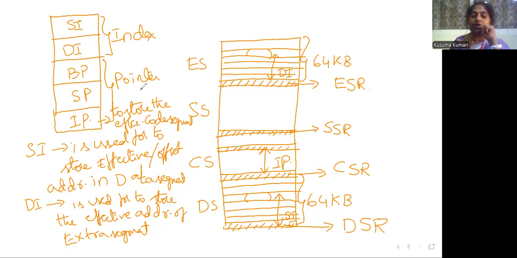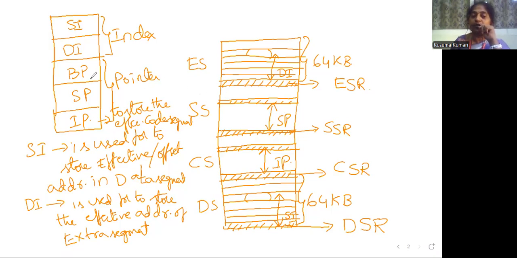Then the stack pointer. Suppose this is the stack segment, and this is one particular memory location. In this stack segment, this is the segment base, and the segment base is available in the stack segment register, and the offset address is available in the stack pointer.